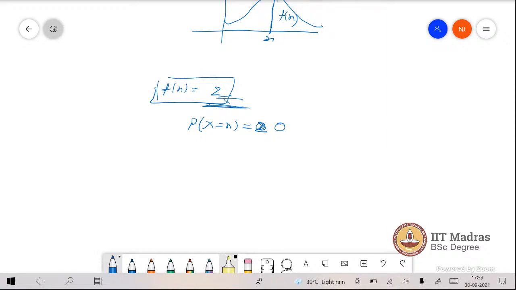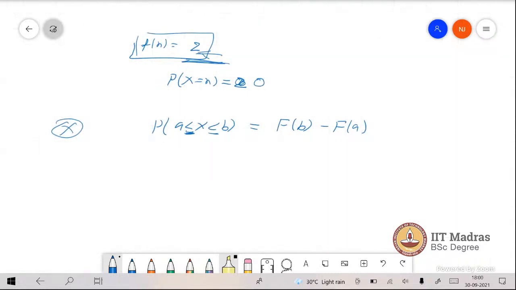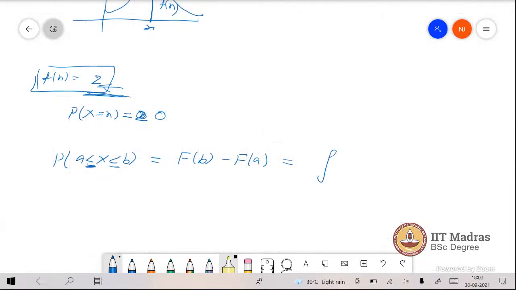If you find it within the interval a to b, in terms of the CDF it will be F(b) minus F(a). Whether you include the equality or not doesn't matter, because the probability at a particular point is always 0, so you can include or exclude equality. It won't affect the continuous case. In terms of the PDF, it will be the integral of f(x) dx over the interval a to b.